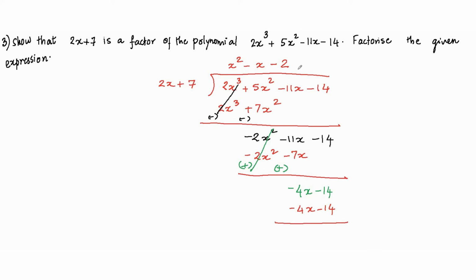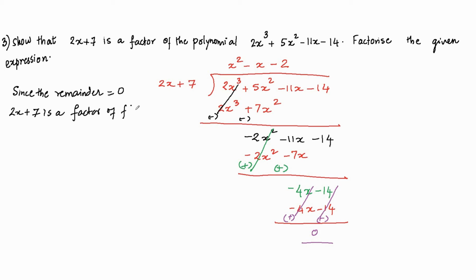So now again I will have to invert the signs. So I have positive and positive term. Negative 4x plus 4x cancels. Negative 14 plus 14 cancels. So this becomes 0. Therefore, I can say that since the remainder is 0, I can say that 2x plus 7 is a factor of the given f of x, right?